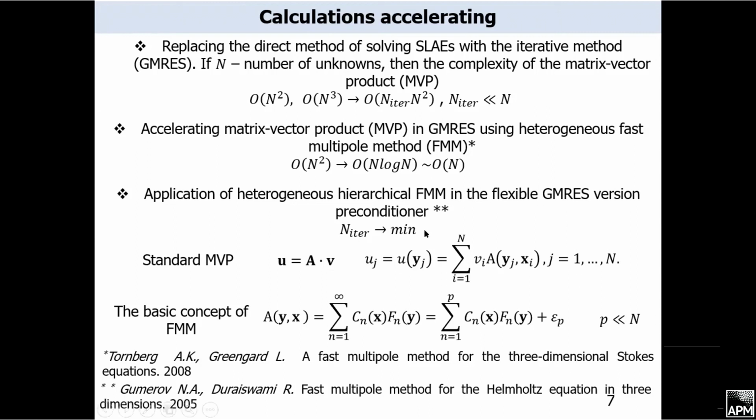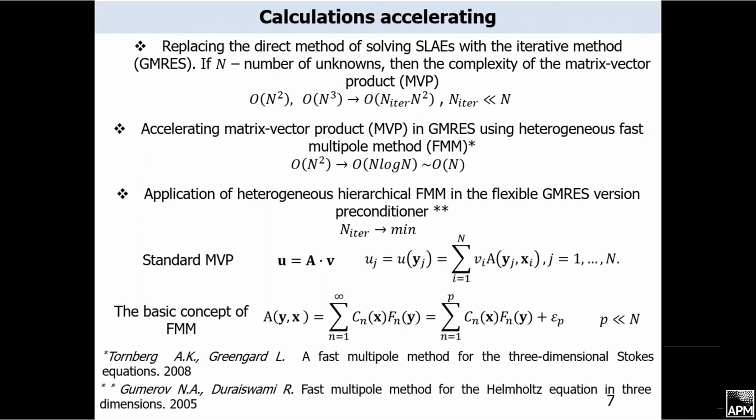It is known that the standard MVP is transformed to the calculation of sums by the following formula. The basic idea of the fast multipole method is that the matrix kernel can be factorized. It means that it can be represented as a sum of products of functions that depend on x and y only, and it is assumed that such a series is convergent and can be truncated to the first p elements, as you can see in this formula. By varying this parameter p, we can change the accuracy of the results of the matrix-vector product. Thus, we were able to reduce the overall computational complexity of the method used from quadratic to linear.